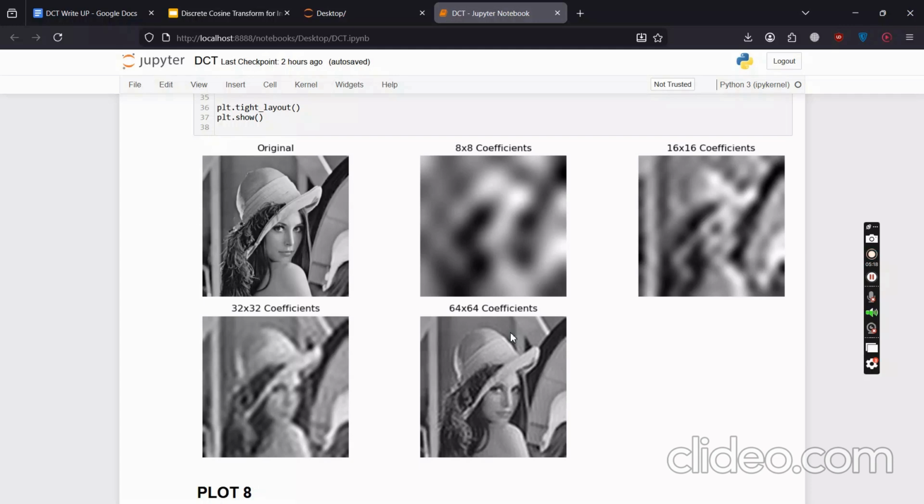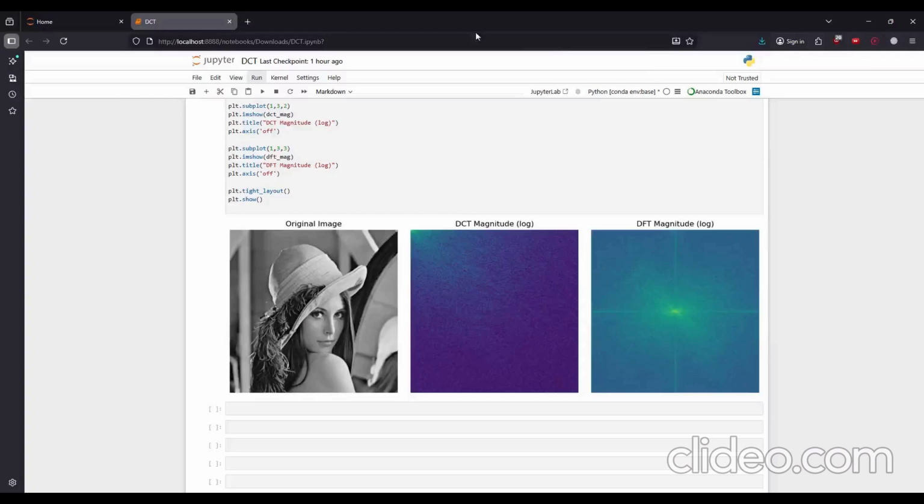This shows that even a small fraction of the total DCT coefficients is enough to preserve most of the visual information. It clearly demonstrates how DCT enables compression by allowing us to discard many high-frequency coefficients while maintaining acceptable image quality.